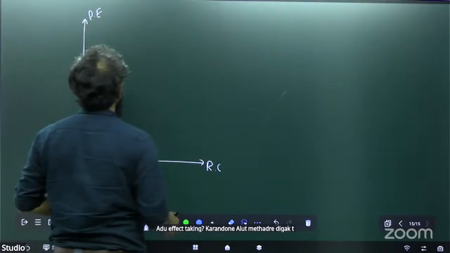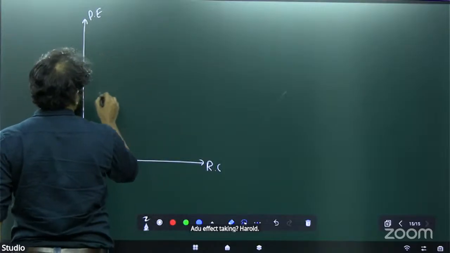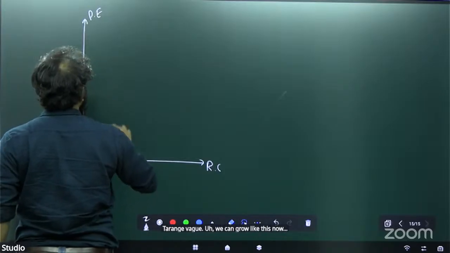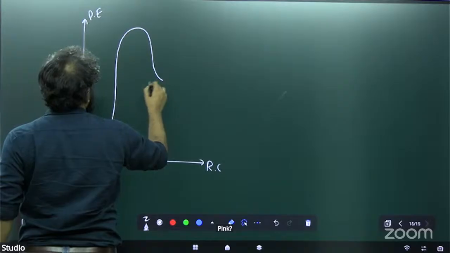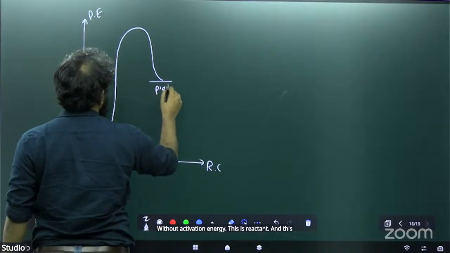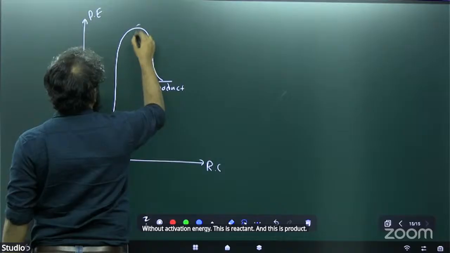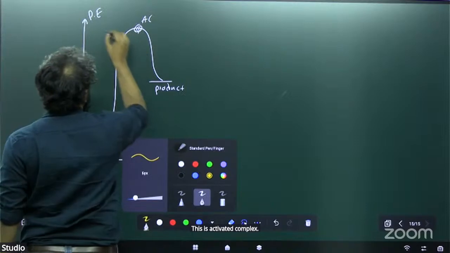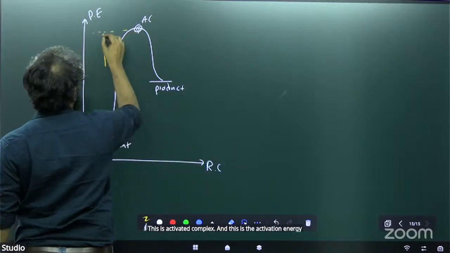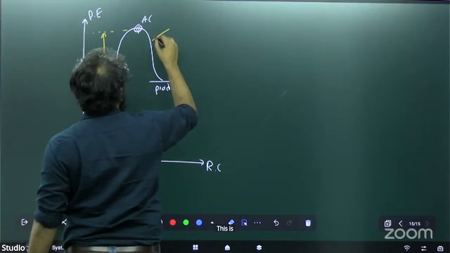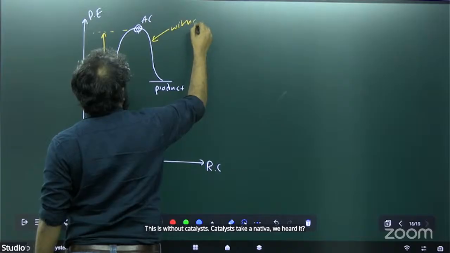We can draw like this. Now think this is a reaction without catalyst. This is the reactant and this is the product. This is the activated complex and this is the activation energy. This is the activation energy. This is without catalyst.